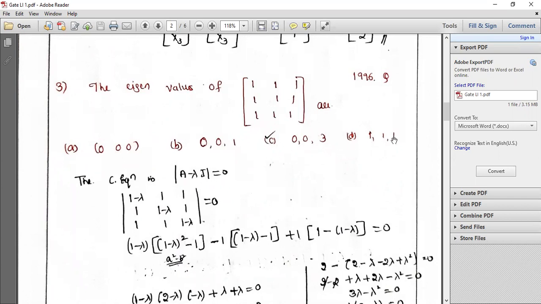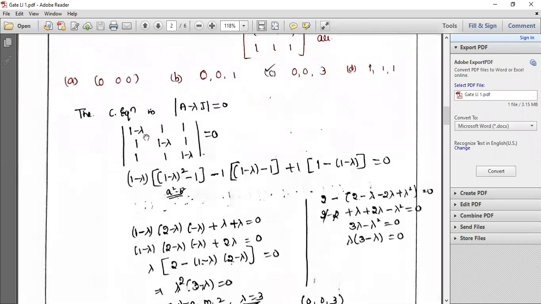Now again, whenever you get a question on eigenvalues, please remember the very important thing: we have to remember the characteristic equation. What is the characteristic equation? It is determinant of A minus lambda I is equal to 0. So we will write the characteristic equation again: 1 minus lambda, 1, 1, 1, 1 minus lambda, 1, 1, 1, 1 minus lambda is equal to 0. Now just find the determinant value.